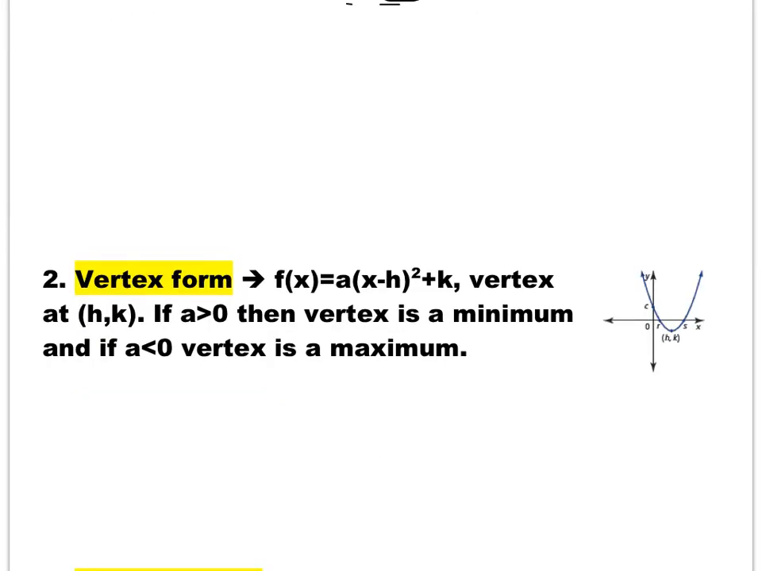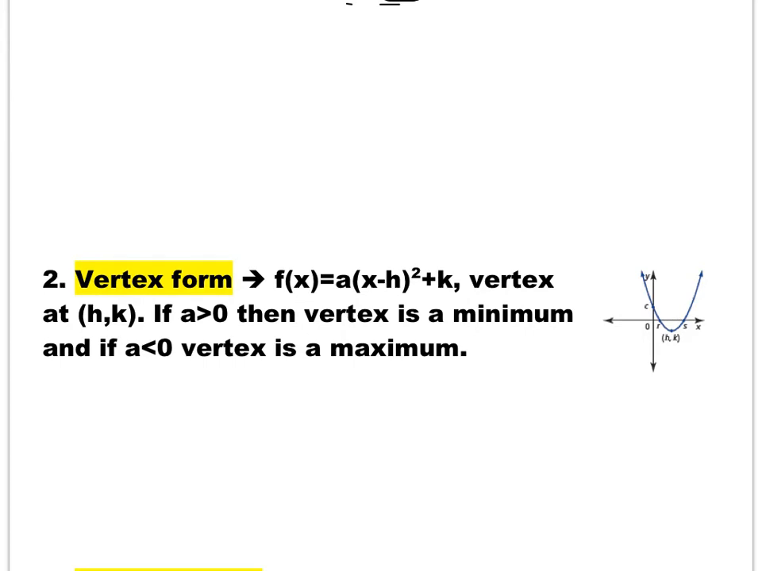The next form of a quadratic equation is the vertex form, which is written as f of x is equal to a times x minus h squared plus k, where a, h, and k are real numbers and a cannot be 0. Since if a is 0, then it becomes f of x is equal to k, which is a line. Now the advantage of having the quadratic expressed in vertex form is the coordinate of the vertex.